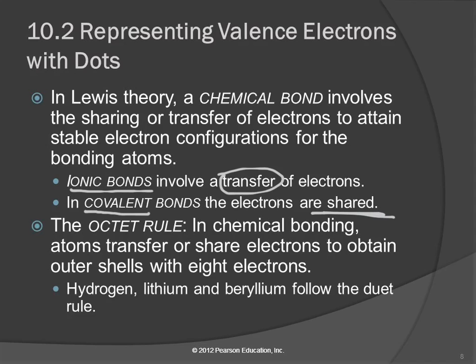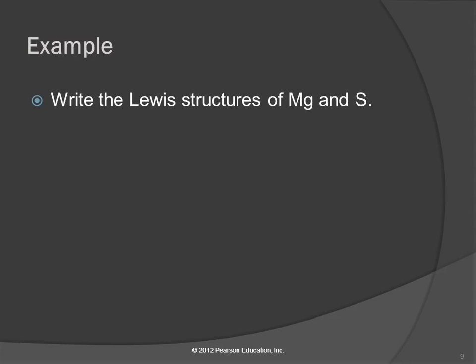We'll get to that. So the octet rule states that in chemical bonding, atoms transfer or share electrons to obtain outer shells with 8 electrons. There are violations of the octet rule, but it's still a very useful rule and it predicts a lot of things. These little guys, hydrogen, lithium, beryllium, they follow the duet rule. They're just trying to get 2 electrons. And really the only atom that we're going to run into of these little guys is hydrogen in terms of bonding. Helium doesn't bond with anything, so we can just kind of ignore him. He's kind of stuck on himself.